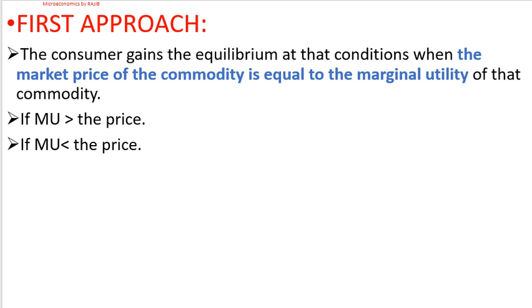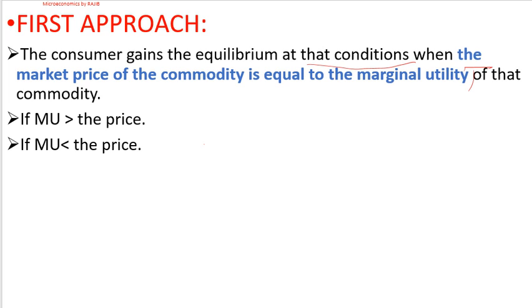So in the first approach, the consumer gains equilibrium at that condition. Here it is said the consumer gains equilibrium at that condition when, the highlighted, that means the blue marked writings with the words, are important: the market price of the commodity is equal to the marginal utility. That means market price, here it is said market price.